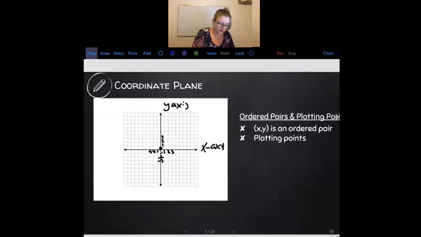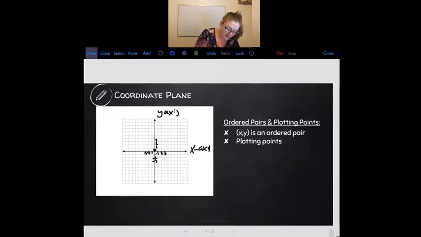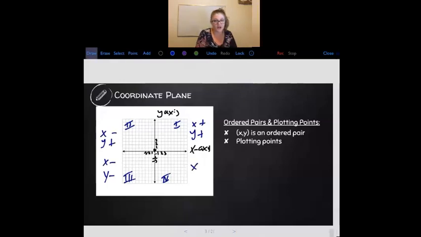Essentially with our coordinate plane, this is called quadrant 1, quadrant 2, quadrant 3, and quadrant 4. And you don't necessarily have to know those. But in quadrant 1, x and y are both positive. So x is positive and y is positive. In quadrant 2, x is negative, y is positive. In quadrant 3, both x and y are negative, and in quadrant 4, x is positive and y is negative.